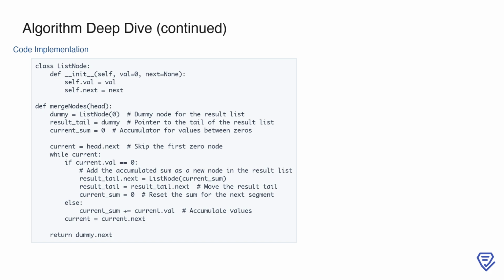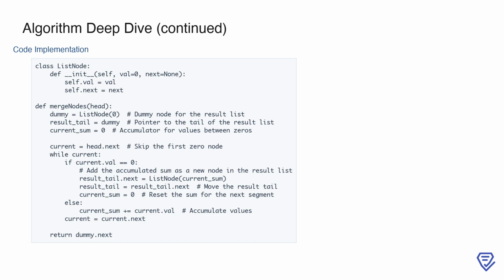For each node, if its value is 0, this marks the end of a segment. At this point, we create a new node with the value of current_sum, append it to the result list, and reset current_sum to 0. If the node's value is non-zero, we simply add it to current_sum. This process continues until we've traversed the entire linked list. Finally, we return dummy.next as the head of the new linked list, effectively skipping the dummy node itself.